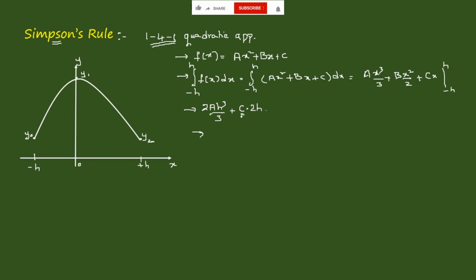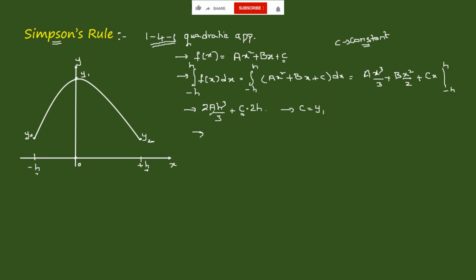Now the a and c values have to be found first. What is the c value? c is nothing but the constant term. It is the constant at this particular origin, so it is nothing but y1. So we can consider c is equal to y1. Again we will find the value of a.